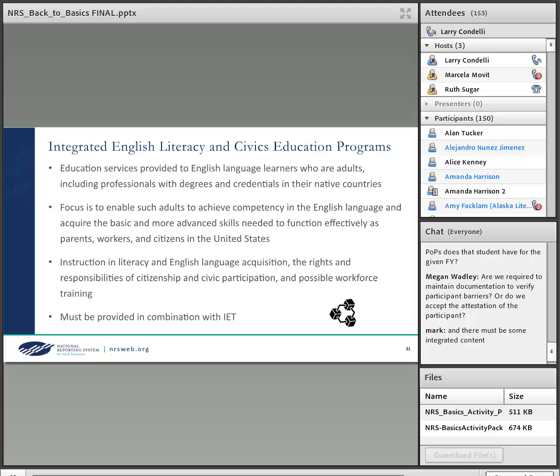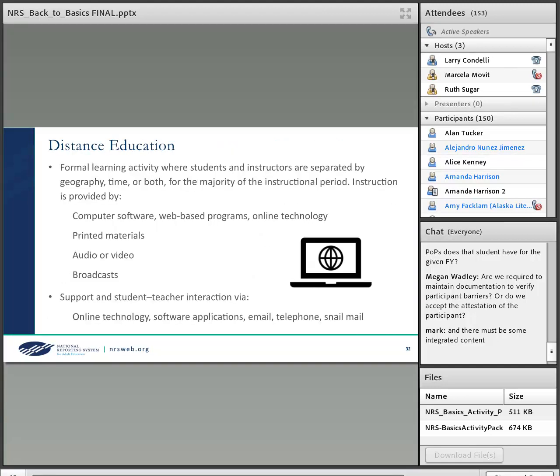And also civics education and citizenship can also be provided under IET. And there's a special funding mechanism provided for IET programs. Okay, and I just want to briefly mention distance ed.